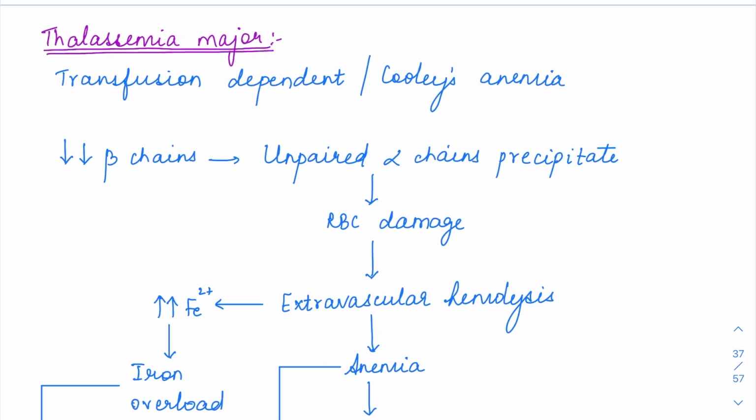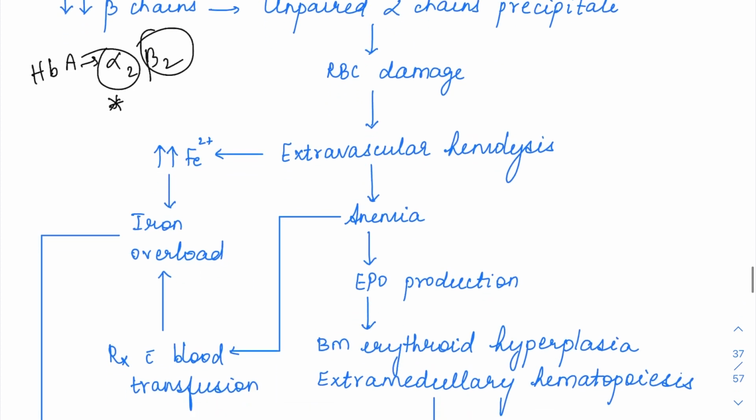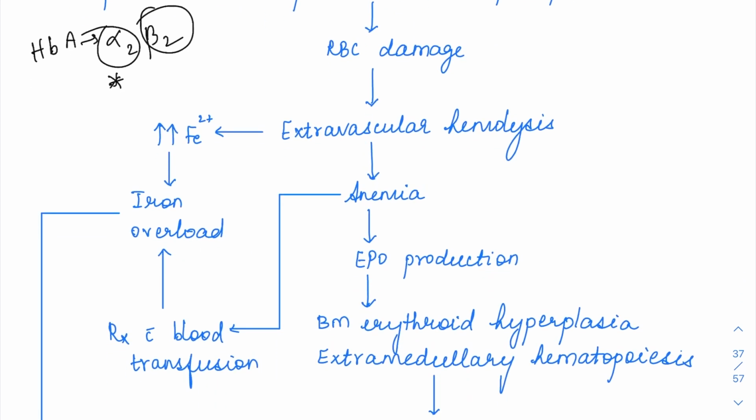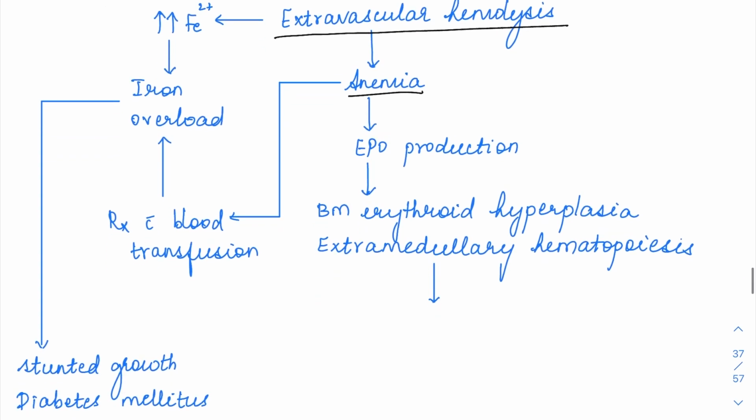So whenever beta chains are reduced, there are unpaired alpha chains in the adult hemoglobin, right? So HbA is alpha 2 beta 2. So when beta is defective, there is this excess alpha which is present, right? So these unpaired alpha chains tend to precipitate. So these precipitated alpha chains will now cause damage to the RBCs. So when it is going to pass through the spleen, it is going to result in extravascular hemolysis. So whenever there is hemolysis, there is going to be anemia.